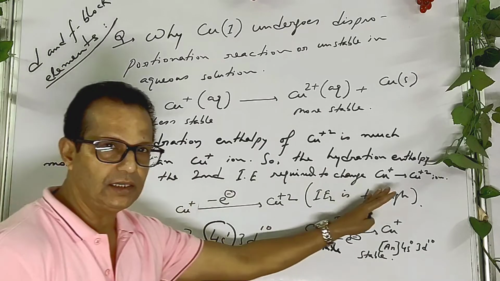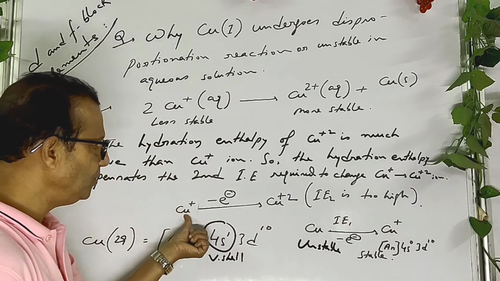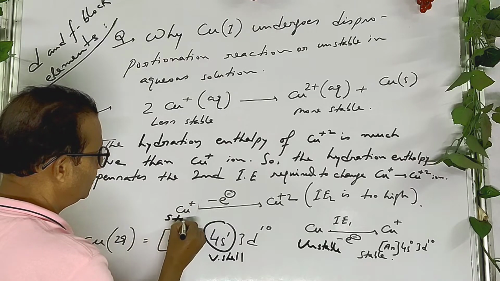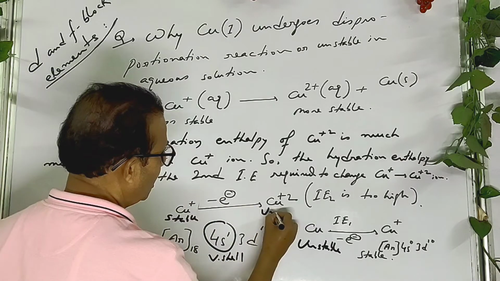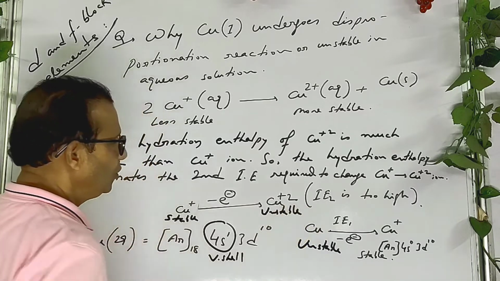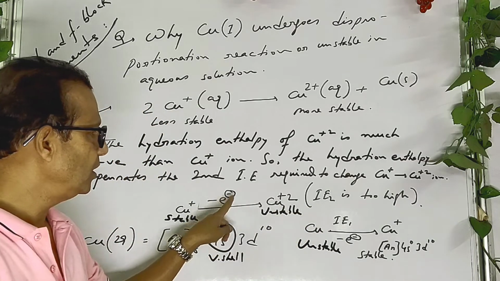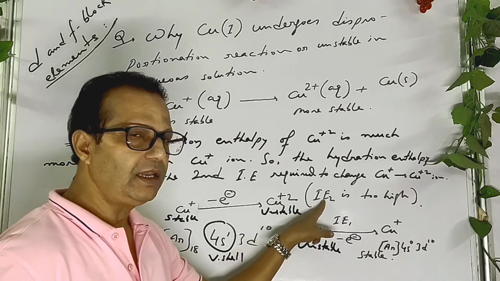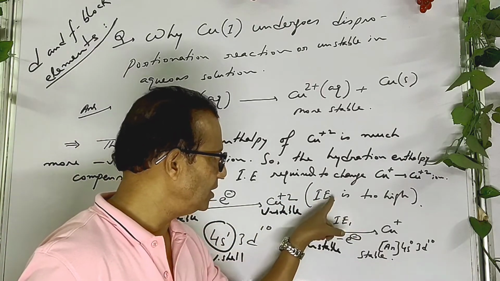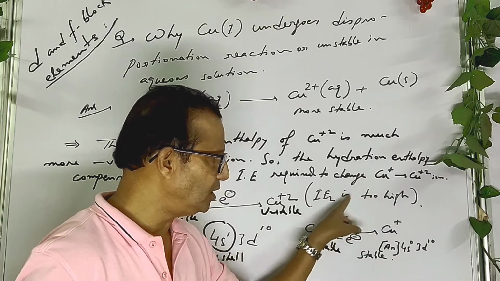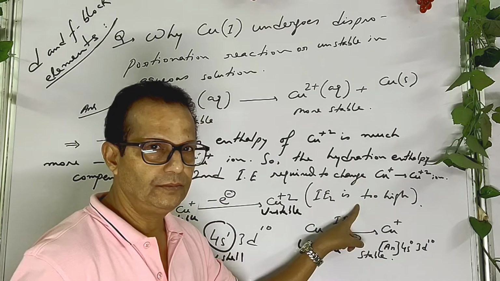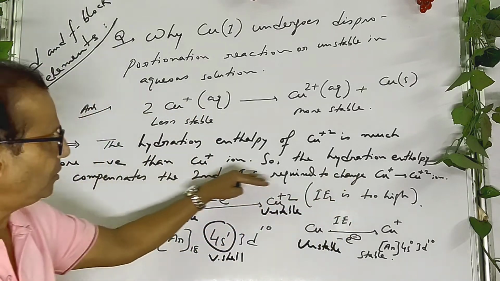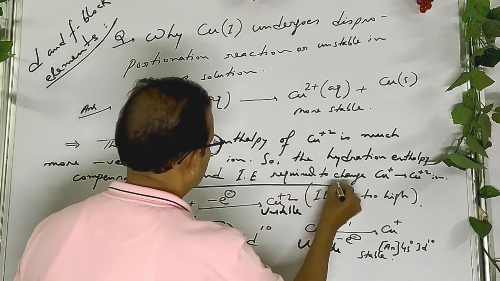Now don't write it, only understand. When copper positive ion releases another electron, its stable configuration again becomes unstable. So to remove the second electron to change into +2 ion, the second ionization energy is too high. Now listen, don't write it. This is the only answer, this much.